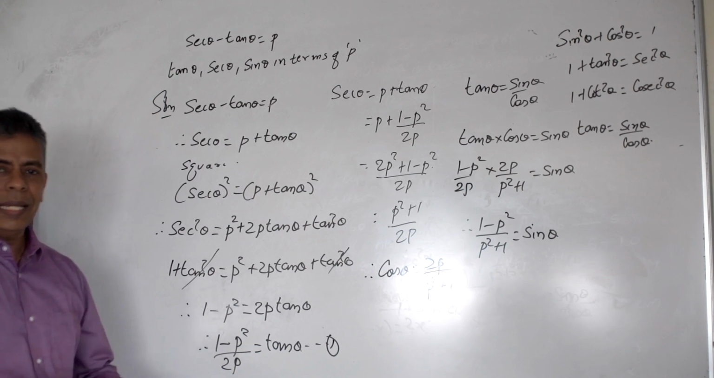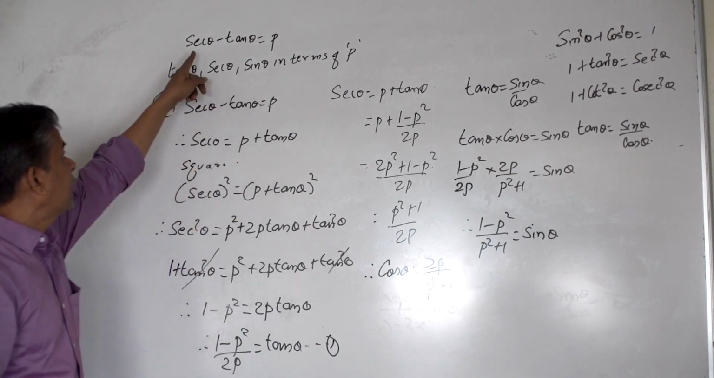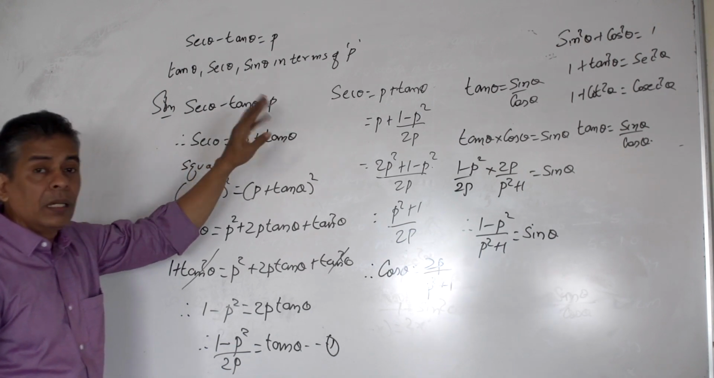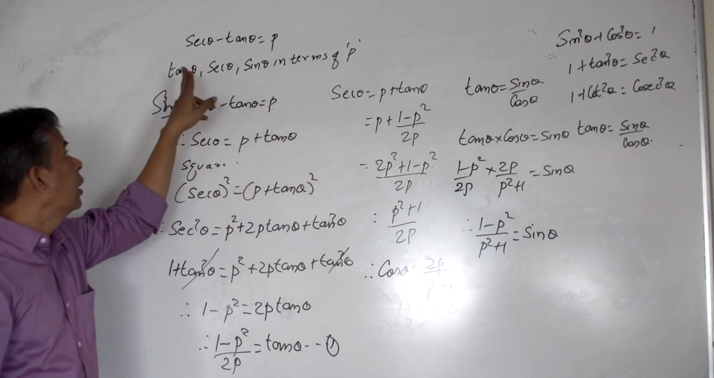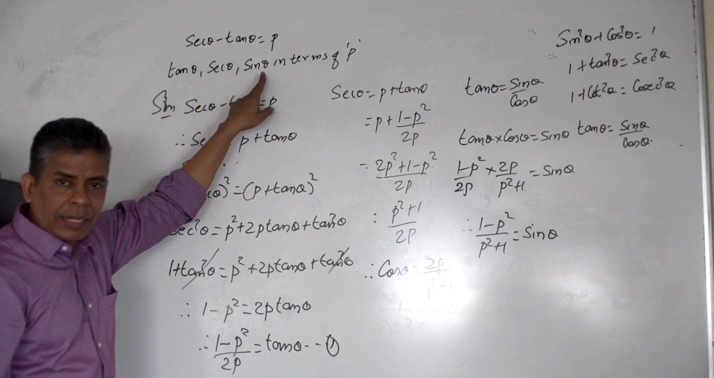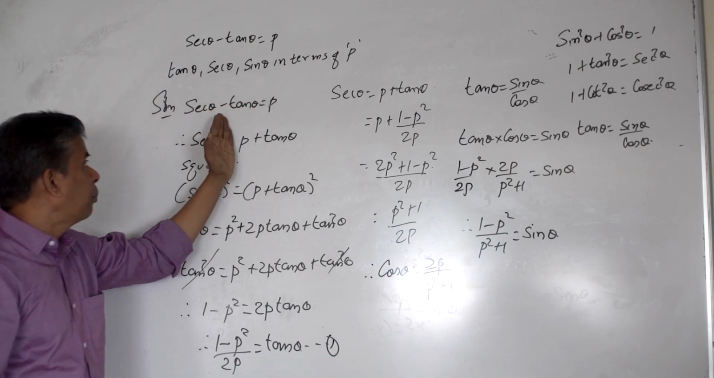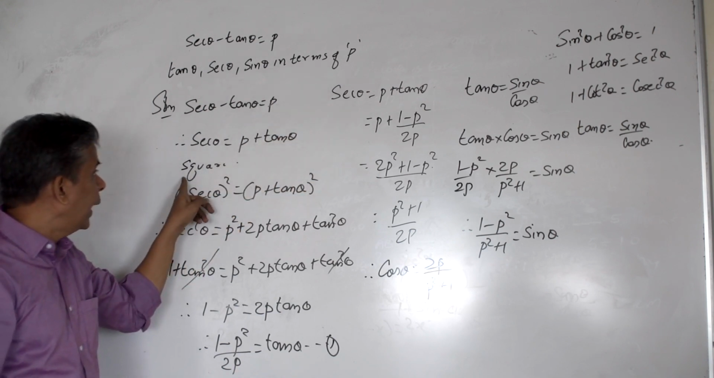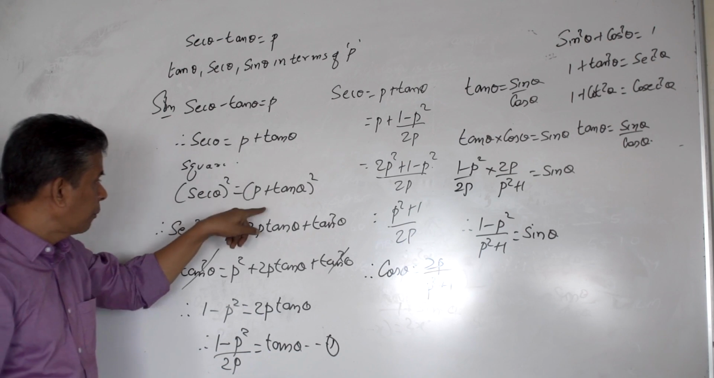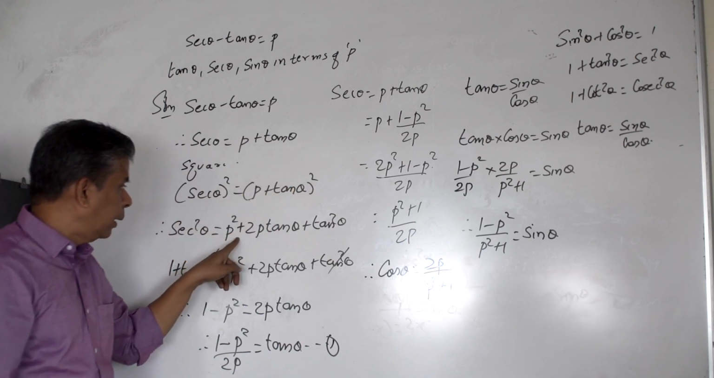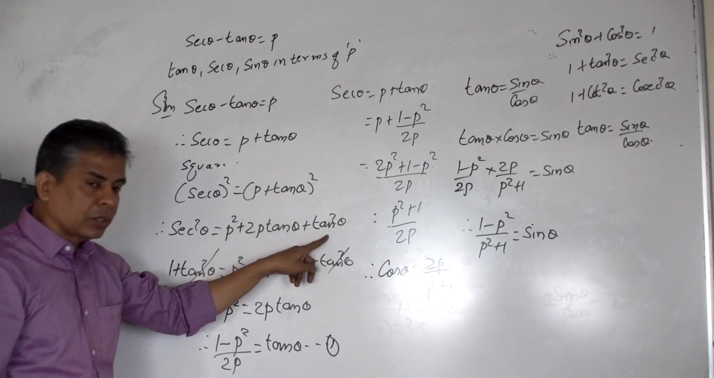Now let's look at that again. The question is sec theta minus tan theta is p. Therefore sec theta minus tan theta is p. Find what? We have to find tan, sec and sin. So look, first, the minus goes to the other side as plus. Then squaring both sides, whole square. A plus b the whole square is a square plus 2ab plus b square.